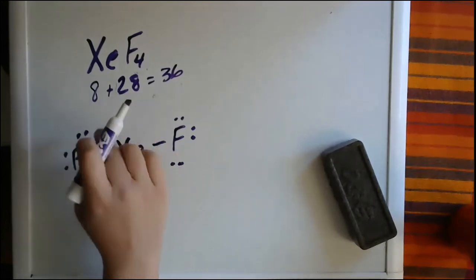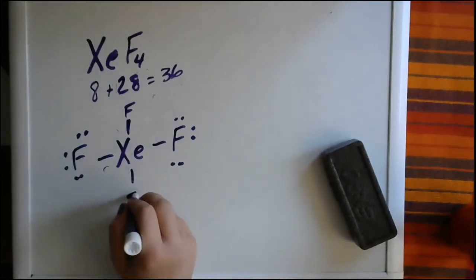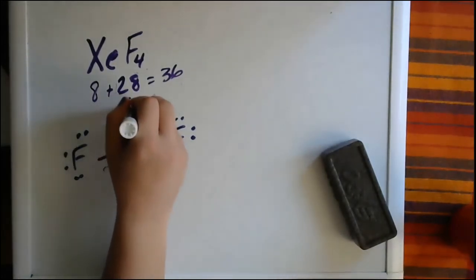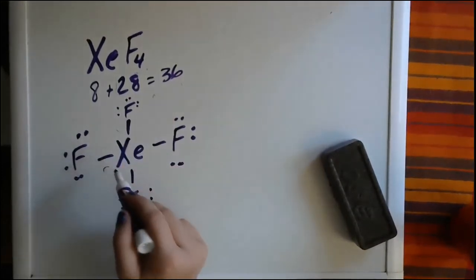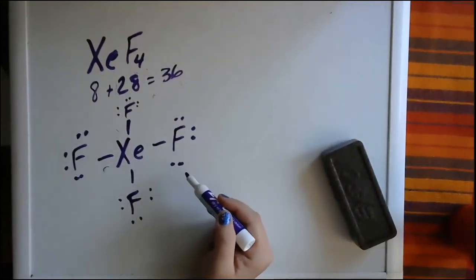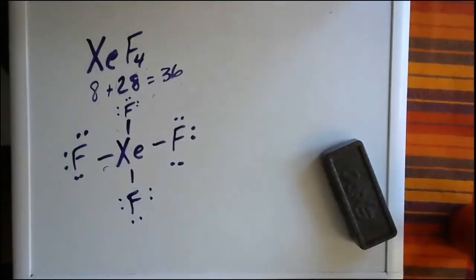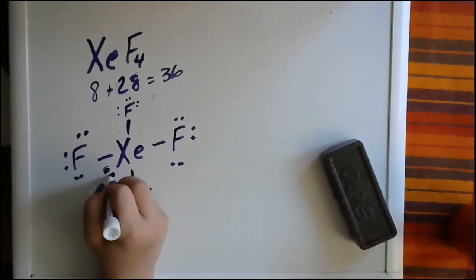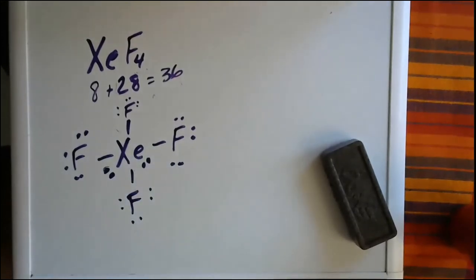Okay, so now we have 8, 16, 24, 32 electrons around our structure, and everything has an octet, but we have 36 electrons. So we're going to have to actually expand xenon even more this time. And xenon's going to have to hold 2 extra pairs of electrons. Okay, so those are your examples of your exceptions to your octet rule.